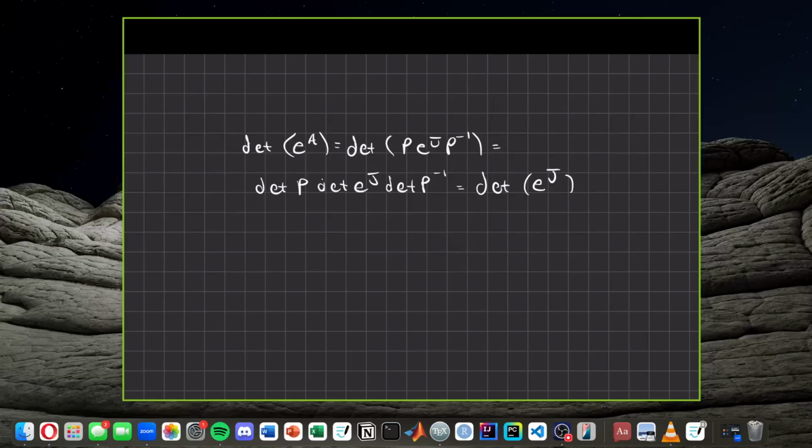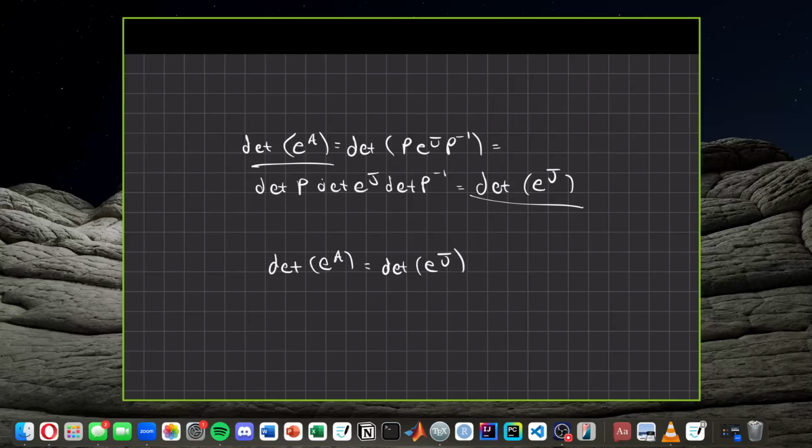So what have we gotten to? Well, this is the big idea now. We've just shown that the determinant of e to some arbitrary matrix A is the same as the determinant of e to the Jordan matrix of that arbitrary matrix A. This is a really big deal because now we can use the fact that J is unitary to further expand this determinant computation.